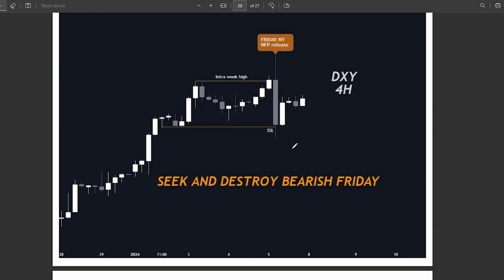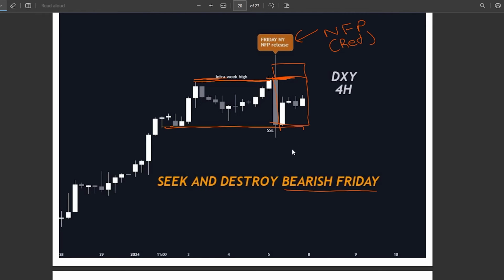Okay, now let's see an example of a seek and destroy bearish Friday example on a real chart. Here you can see we had the NFP release news, which is a red folder news on Friday. So what did we do? We took out the stops from these equal highs and closed back inside. This told us that we could have shorted here and targeted at least these lows, which could have been a 2 to 3 hour trade at least.